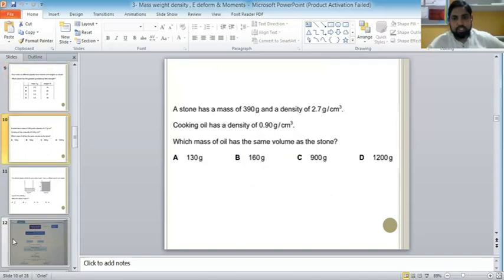A stone has a mass of 390 grams and a density of 2.7. Cooking oil has a density of 0.9. Which mass of oil has the same volume as the stone? Okay, so densities are given. We can find out the volume first. The cooking oil's density is given, and the stone's mass and density are given. So you can find out the volume of that stone, and then the same volume value will be taken for the oil, and we'll find the mass using the density. So that will be solved in two steps.